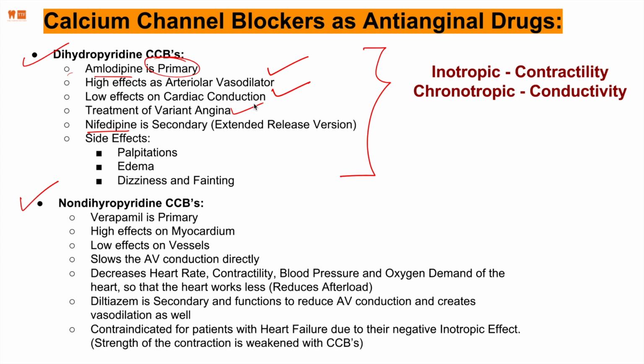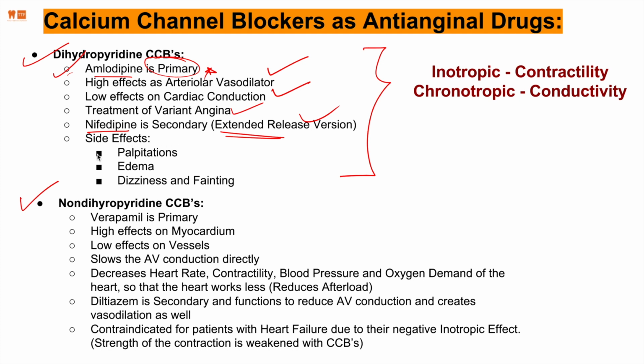Do you remember that nitroglycerin can only do venous? So it only kind of deals with the immediate symptoms. Beta blockers could not deal with variant angina, remember? But calcium channel blockers can, because they affect the coronary artery itself, specifically the dihydropyridines, amlodipine. Nifedipine is secondary. It's used when you need an extended release action.